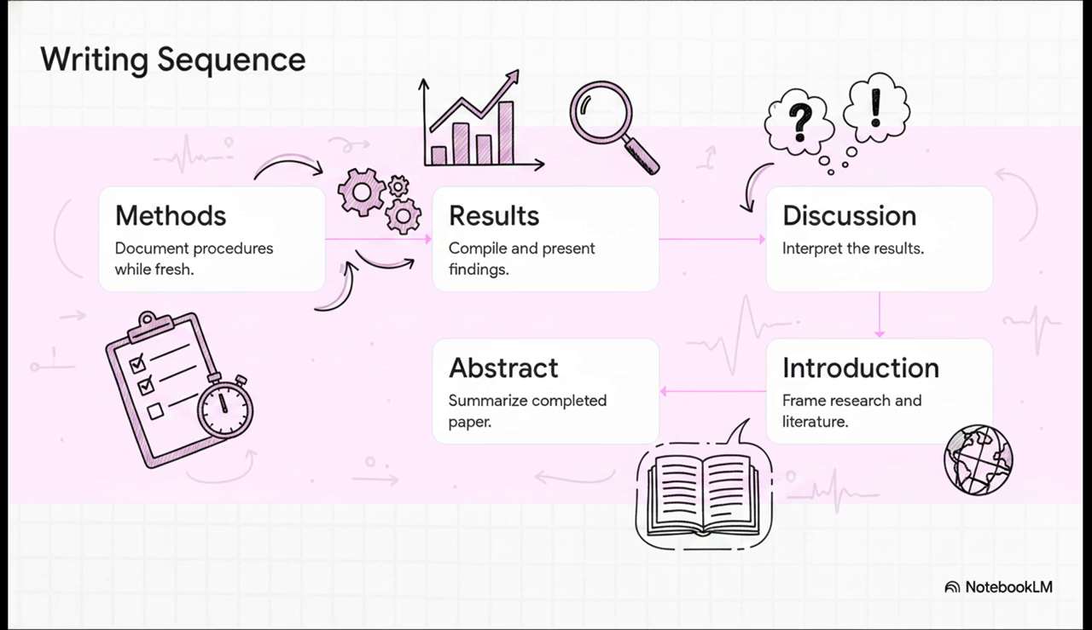Okay, that is incredibly efficient. Why on earth would you try to write an introduction framing your findings when you haven't even fully documented those findings yet? Exactly. It saves so much rewriting later. Once your results are locked in, then you write the discussion to interpret them. Only after all of that is completely done should you go back and write the introduction to frame the research, and save the abstract, which is just the summary of the entire paper, for the very, very end.